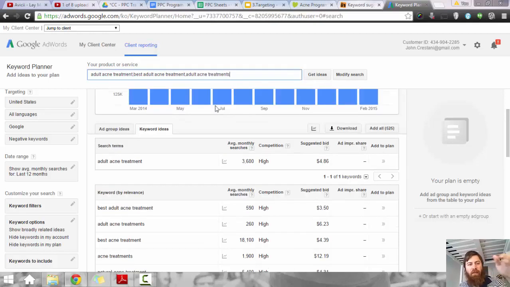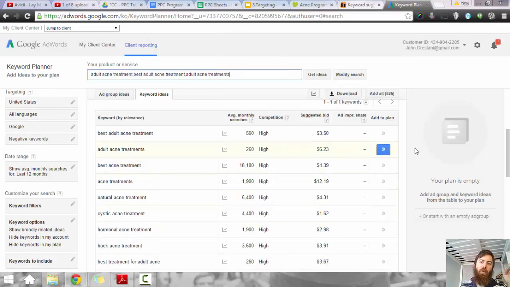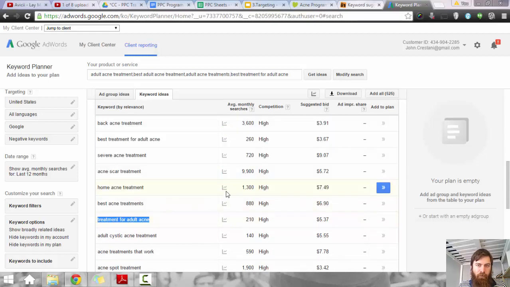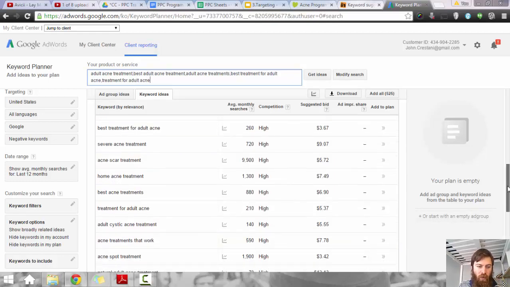And what this does is the more terms we tell Google that are important for us, the more they're going to give us similar terms to adult acne treatment, treatments, best adult acne treatment, etc. So we're just going to hopefully get more refined until we get every search term we need. Best treatment for adult acne, comma, paste. Scrolling down here, treatment for adult acne. I'm going to paste acne treatments that work.